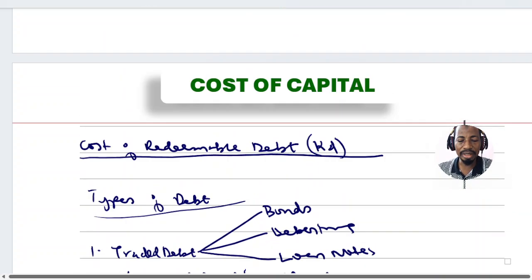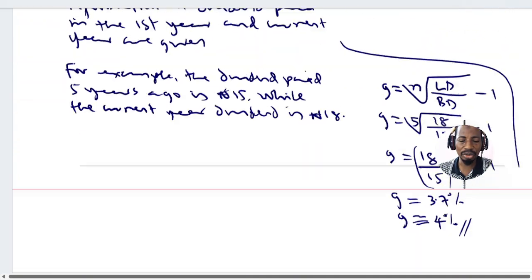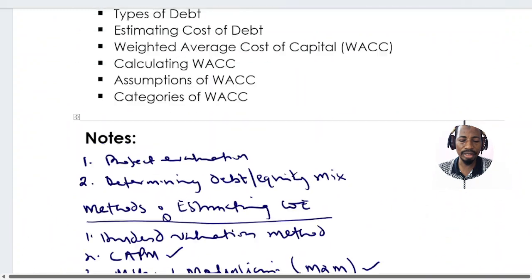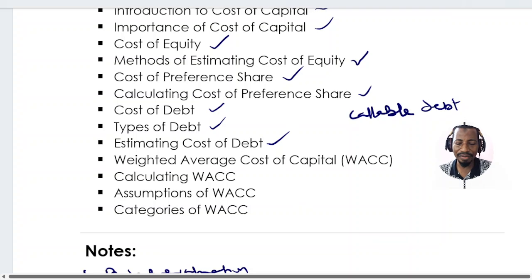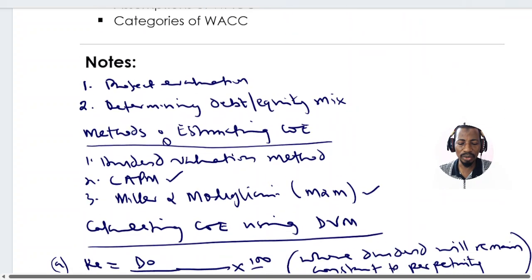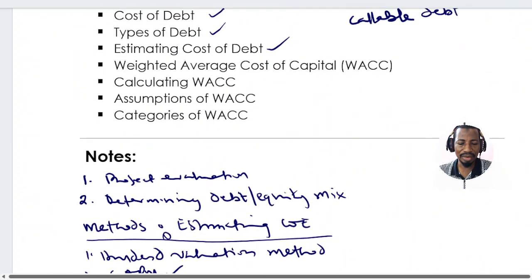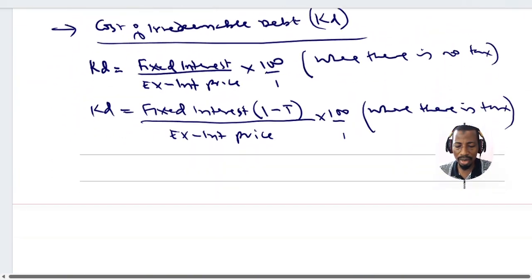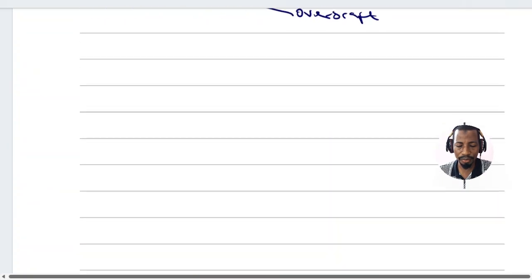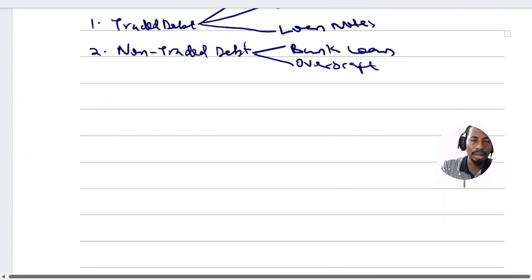So majorly there are two types of debt, like I mentioned, traded debt and non-traded debt. So we have talked about how to calculate cost of debt. We've done that already. Then finally, let's talk about weighted average cost of capital. After that, we talk about how to estimate cost of capital and the categories of cost of capital. So we are getting close to where we are going to have a bigger illustration. Now, what do you understand by weighted average cost of capital?